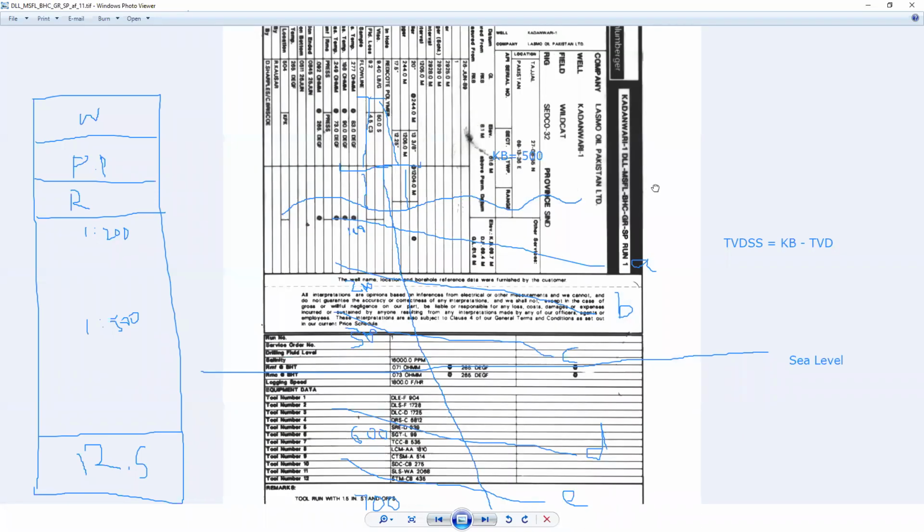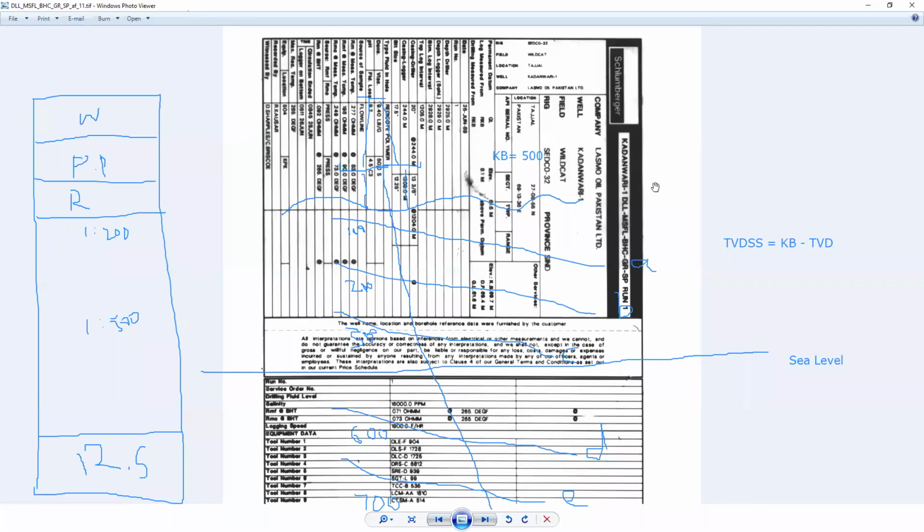Now you can see that this is an example well log. Here at the top of the log, you can see the suite name, it is DLL MSFL BHCGR run 1. And the interval: you can see the top log interval is 12.60 meters till the bottom at 29.28 meters. It means your interval is from 1200 to approximately 2900 meters.